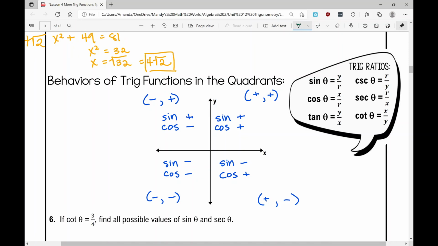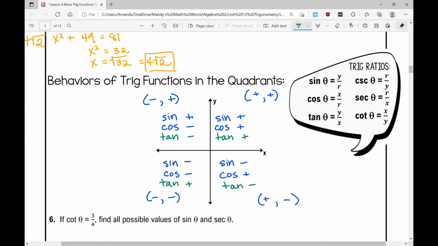Where are our tangent functions positive? Our tangent functions are going to be positive when the x and y values have the same sign. A positive divided by a positive is positive. A negative divided by a negative is positive. Our tangent functions are going to be negative where our x and y values are opposite. So a positive divided by a negative is negative. A negative divided by a positive is negative. So these are the behaviors of the trig functions in the quadrants.